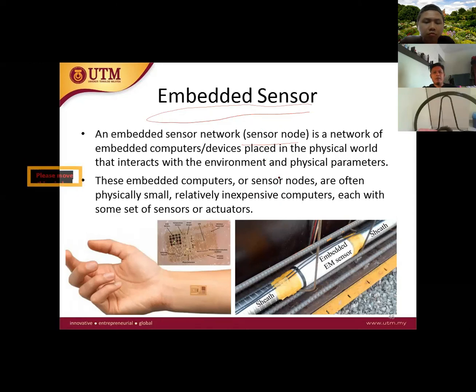These embedded sensors or nodes are often physically small. They can be made small and placed on the surface of the skin, for example. They can also be disposable. Once you finish using the device, you can just throw it away. So it's very cheap and very efficient.